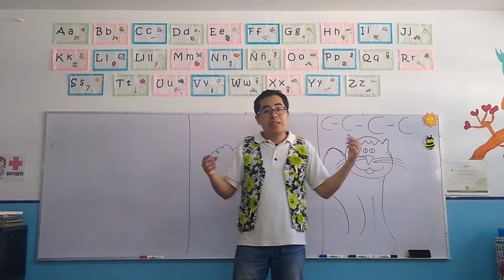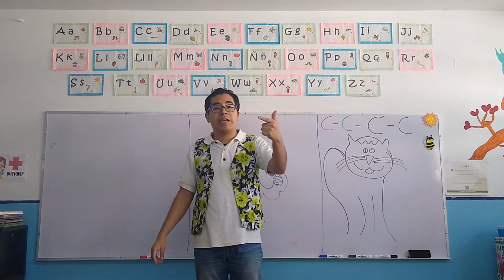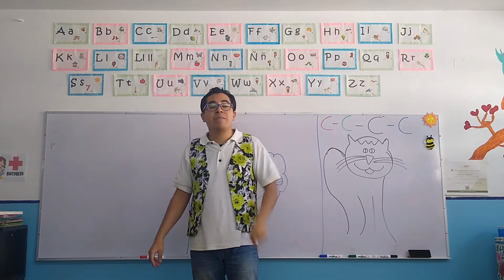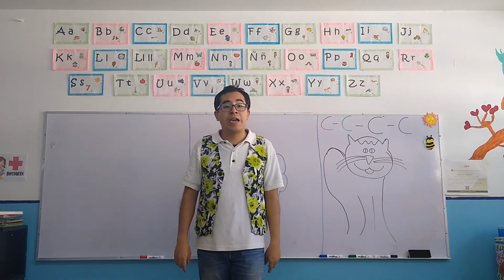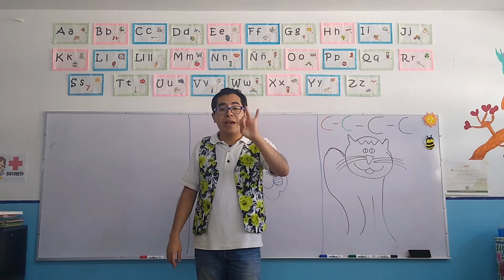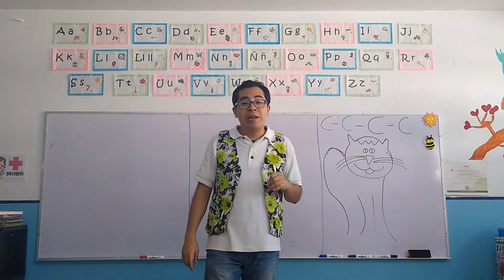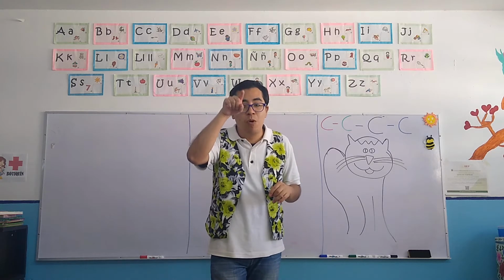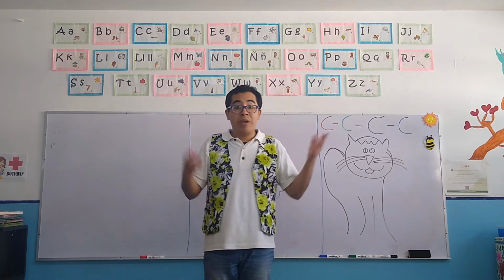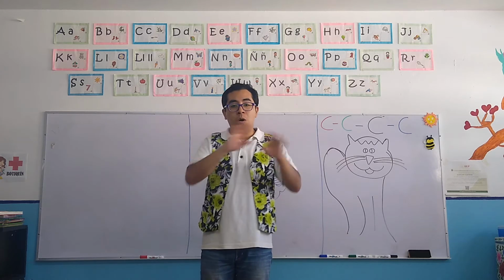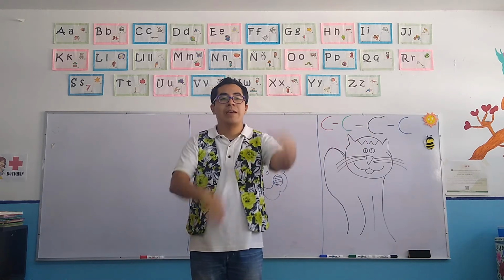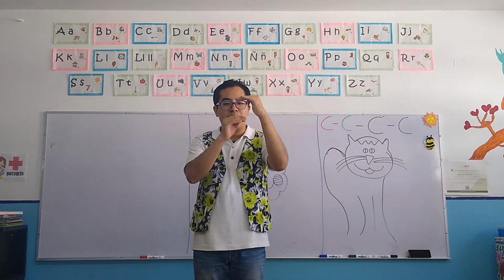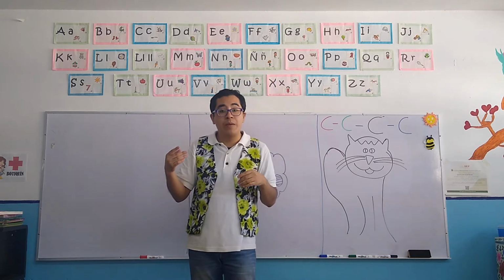For example, the ambulance and the airplane belong to the letter A, the capital A, okay? The ant and the apple belong to the letter small a, okay? Remember also that all of the letters of the alphabet have two forms, capital and small. So let's continue with the letter B.